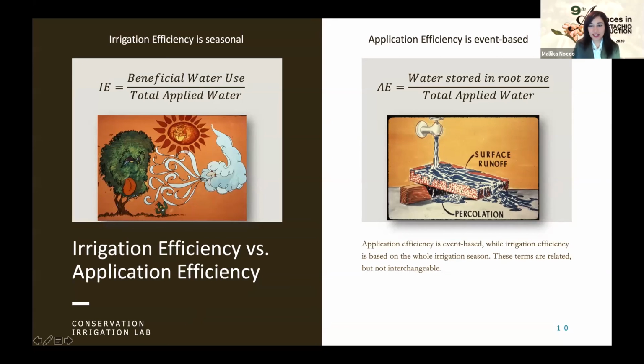So I just want to differentiate between some key terms because there is a lot of confusion in this area.